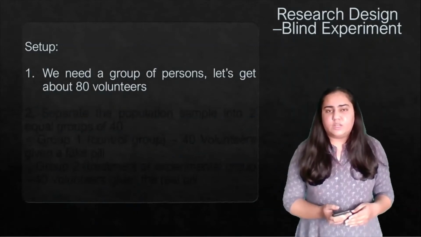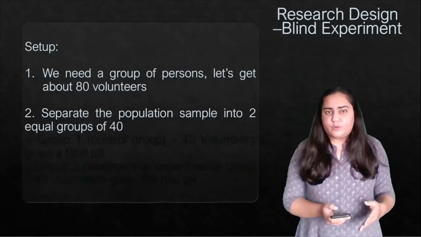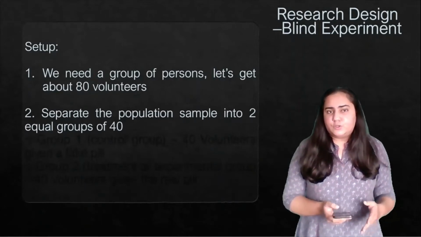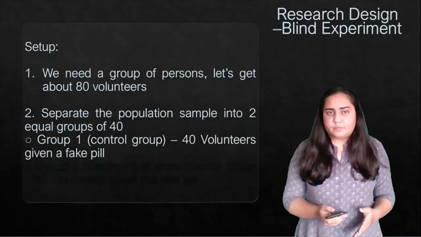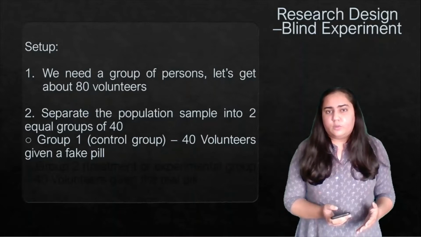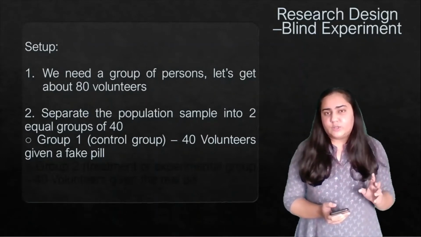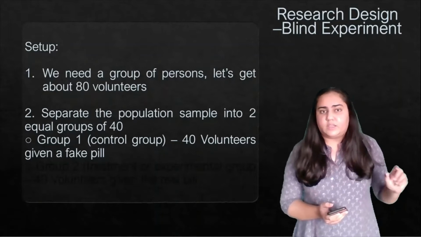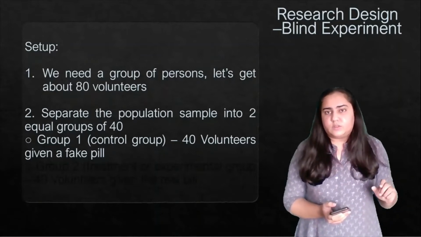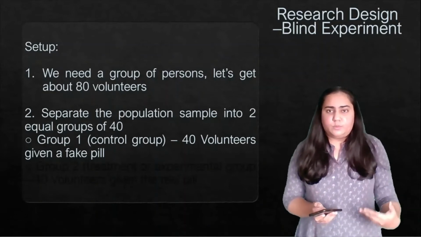So the setup is we need a group of people, and let's say that they are about 80 volunteers. We will separate this population into two equal groups of 40. For group 1, we'll call it a control group, where 40 volunteers will be given a fake pill. Now, these volunteers will not be told that they are given a fake pill.